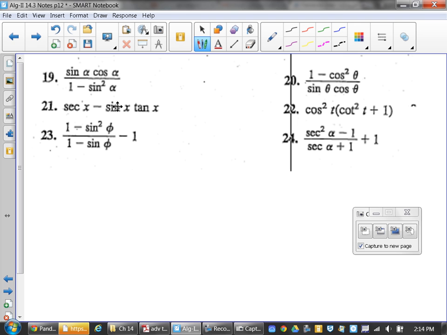So what's 1 minus sine squared? Cosine squared. So you wind up with sine over cosine, which equals tangent. And you go to the next problem. It's picking up on those little subtle differences within the problems that allow you to do those shortcuts. Okay?